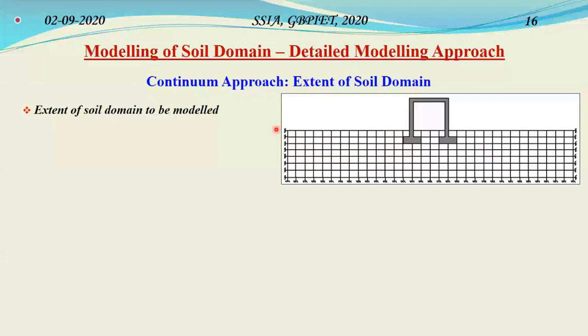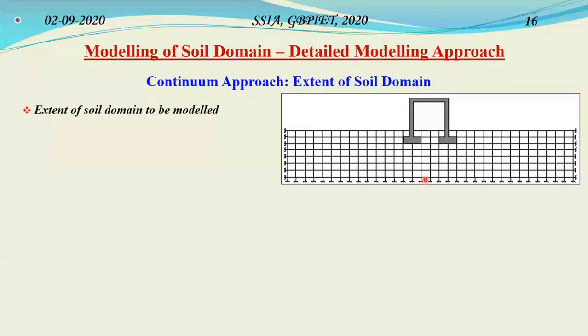One of the most important parts in this continuum approach, in this detailed modeling approach, is to decide the extent of the soil domain. So I may have a structure as shown in this figure. I need to decide what would be the extent of the soil domain which I need to use in modeling. How much will be the vertical extent? How much will be the horizontal extent?